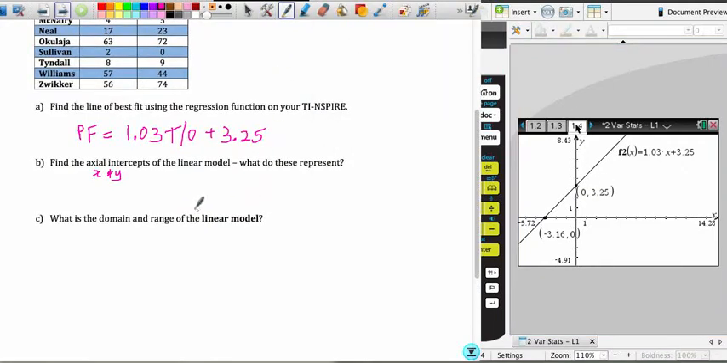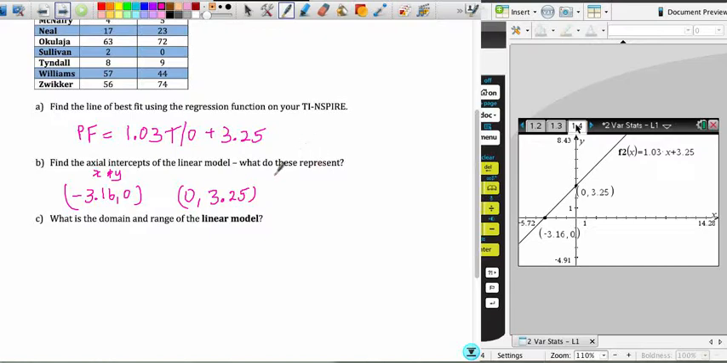Let me come over here and make a note of those. So the x-intercept occurs at minus 3.16, 0, and the y-intercept is going to occur at x equals 0, y equals 3.25.